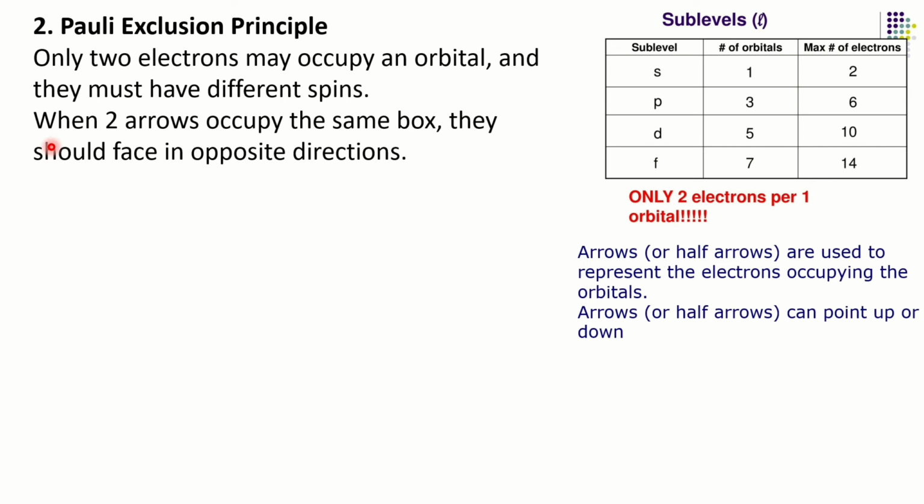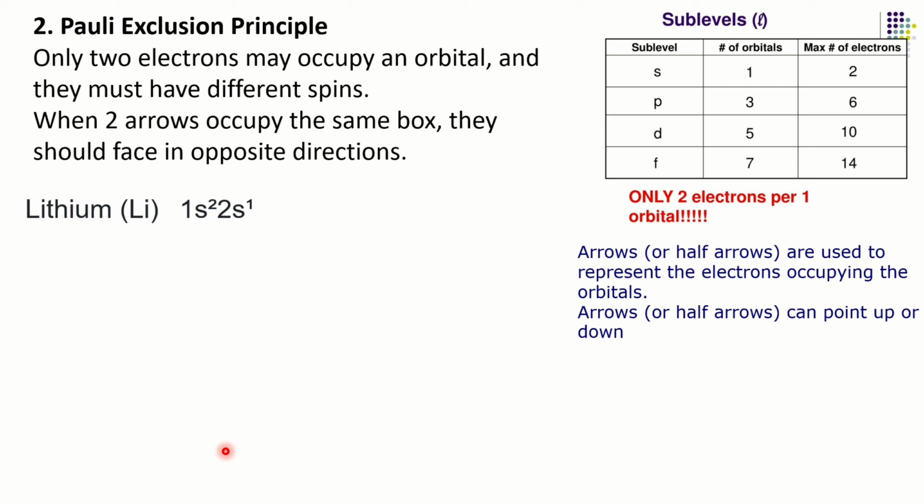When 2 arrows occupy the same box, they should face in opposite directions. So, the arrows or half arrows are used to represent the electrons occupying the orbitals. Arrows or half arrows can point up or down. So, for example, lithium. The electron configuration of lithium is 1s2, 2s1.